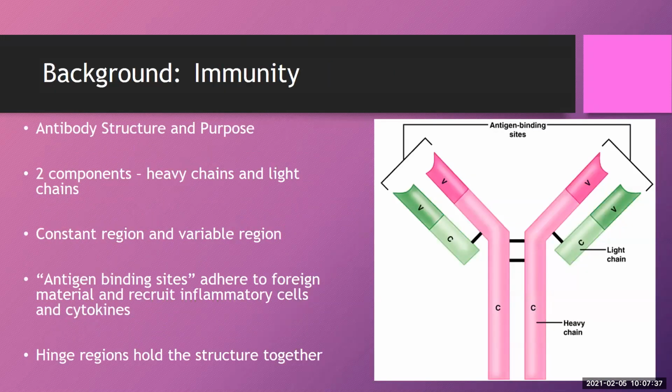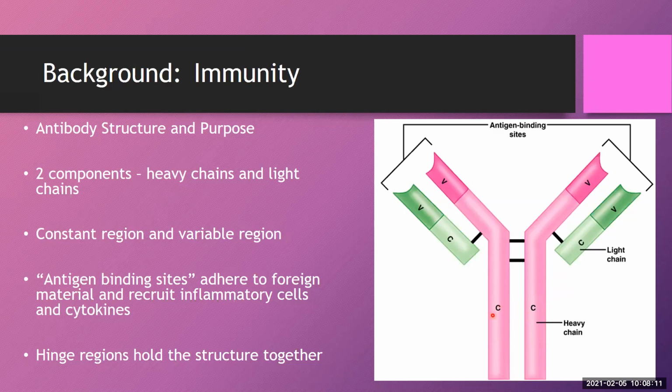So I want to give a little bit of background on immunity and how antibodies work. Antibodies are released from plasma cells, usually in response to an injury or an insult, and they're responsible for adhering to foreign material, identifying it, and then recruiting other inflammatory cells and cytokines to come in and dispose of things we don't want or need in the body. They're composed of two components. There are the heavy chains, which is the pink part of the diagram here, and the light chains, which are the green parts that are attached to the outside.